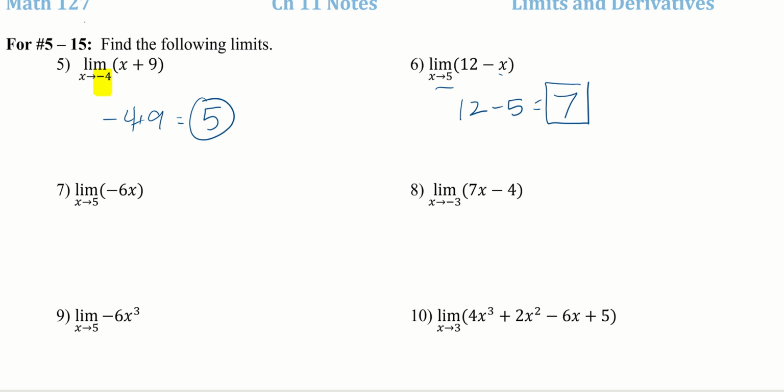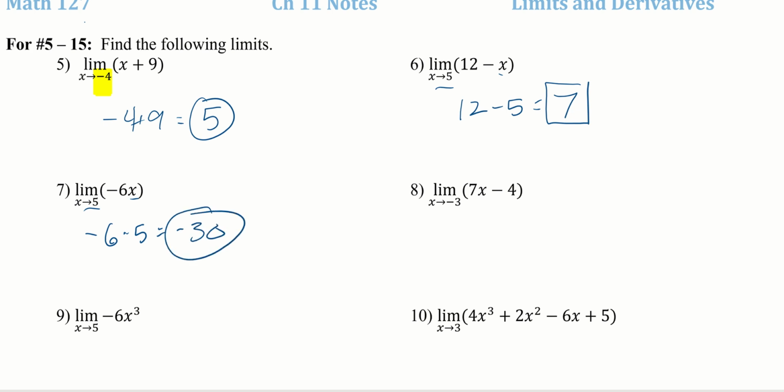So with continuous graphs or functions, whatever we're talking about, not too bad. You'll see in just a little bit, we have to put a little more work in when we've got discontinuity. That's where limits really come in handy. Plug in the x, so -6 times 5, so -30.